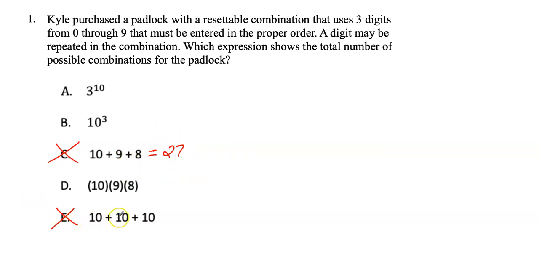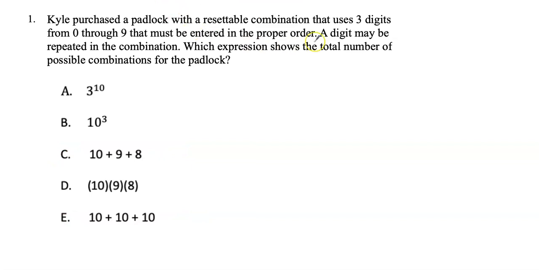And same thing with here. 10 plus 10 plus 10 is 30. So that's not enough possible combinations for a padlock. Again, someone could easily guess this too. So when you're doing these problems, don't lose your common sense. Think of it, especially with problems like this, in terms of the real world. And then I have a better chance of guessing A, B, or D. That's the first thing.